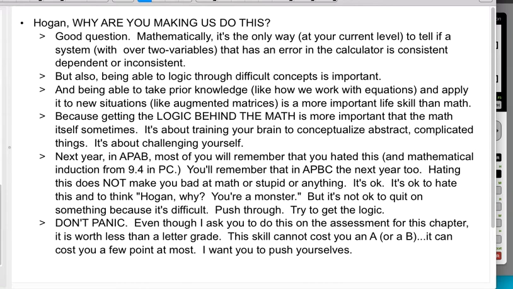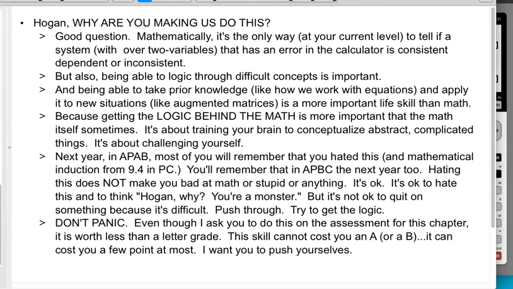That's the thing here. You have to push through and try to get the logic behind it. And if you don't get the logic, it's not the end of the world. But the way you get better at comprehending things like this, the way you get better at pushing yourself, is to push yourself, to fail a little bit, to try it and get frustrated, and that's okay, right?